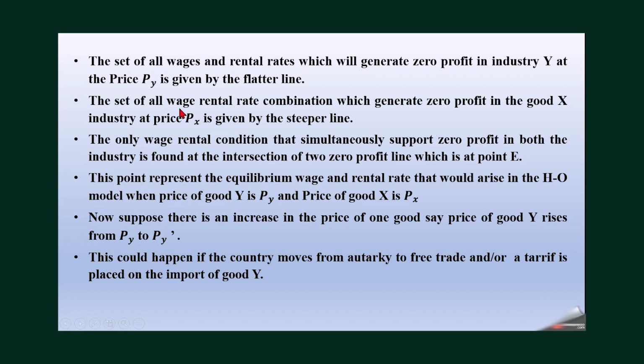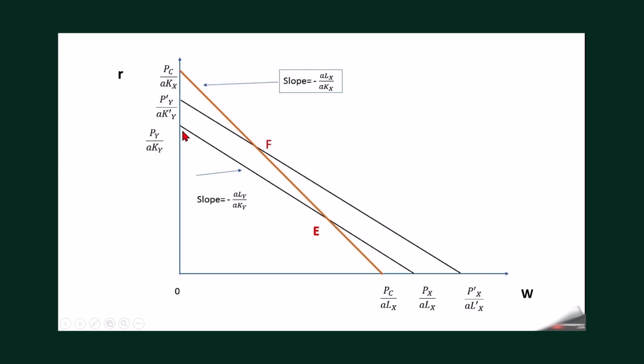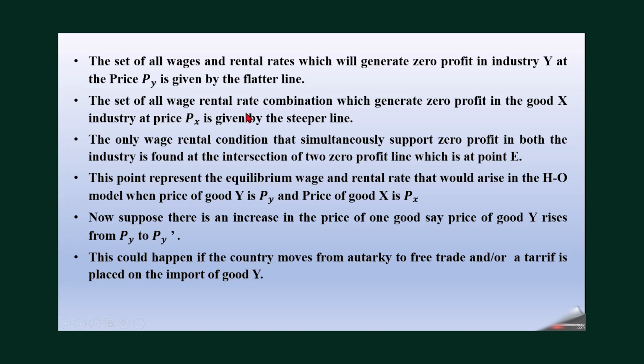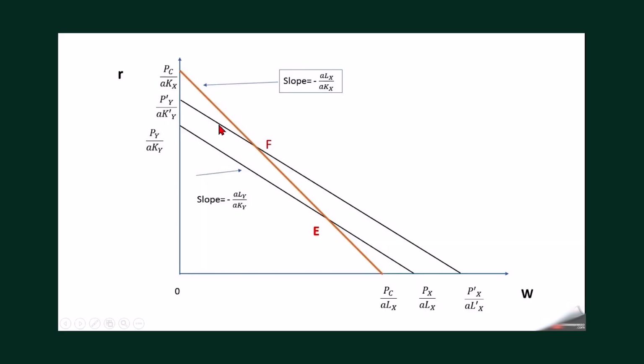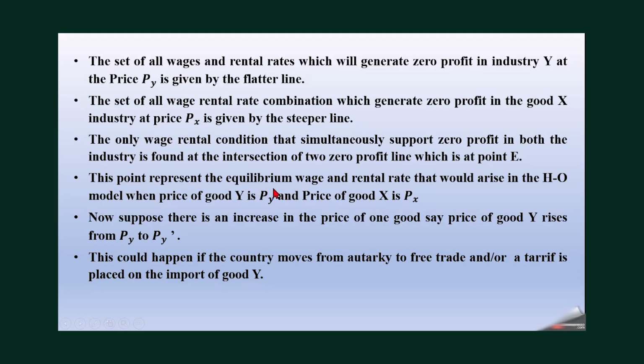Now, we observe that the set of all wages and rental rates which will generate zero profit in industry Y for price level Py is denoted by this flatter line. Whereas all sets of wage rental combinations which will generate a zero profit condition for good X in the industry for price Px is denoted by this steeper line. Mind you, this is because good X is a labor intensive good and good Y is a capital intensive good.